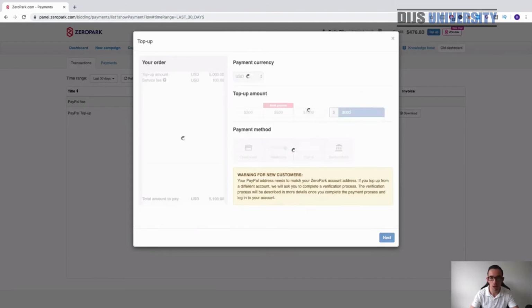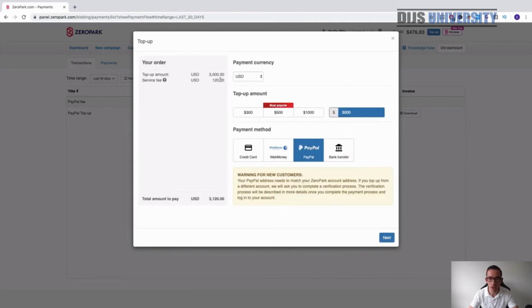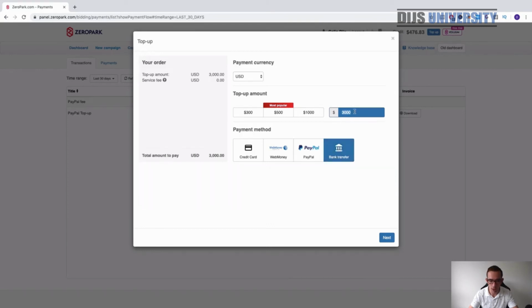So let's say we do 3,000, then you can see the $120 service fee. So your total will be 3,120 because the top-up amount is 3,000. With the bank transfer, so let's say we do like 50,000. Is that possible? Yes. Service fee 0. Of course, you have the wire fee and the foreign exchange fee, which might apply.